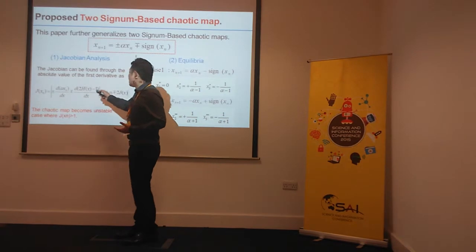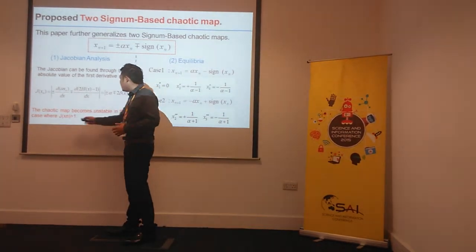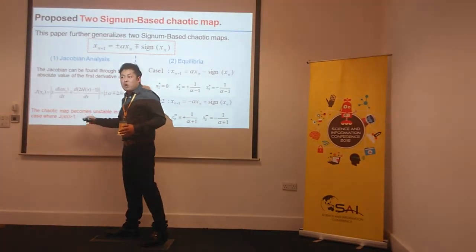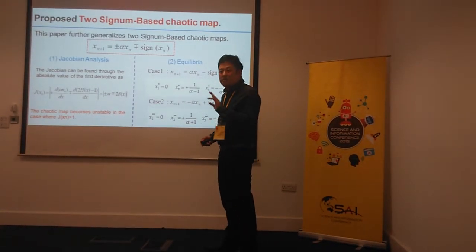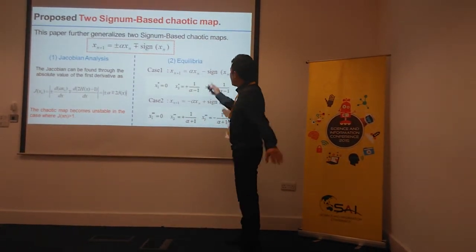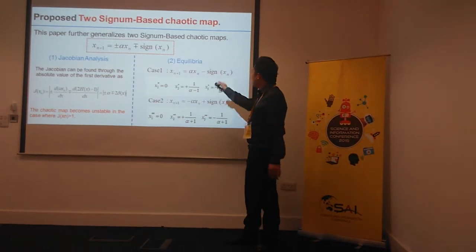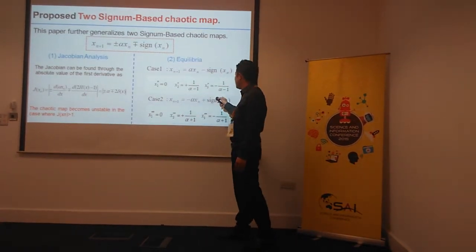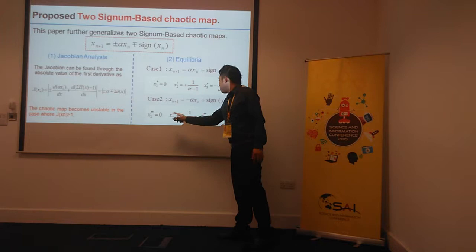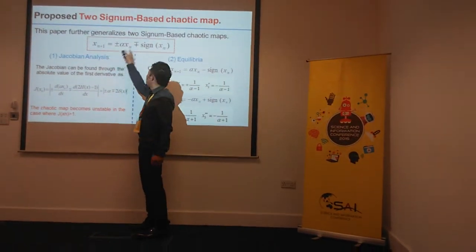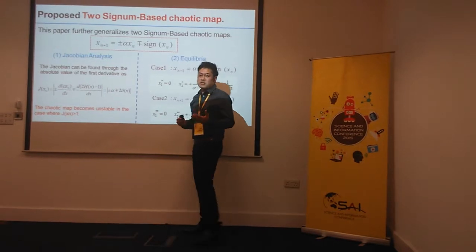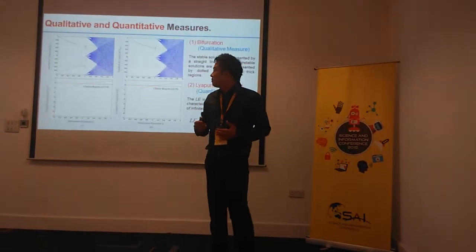So the Jacobian analysis, this is the typical way. If the Jacobian is greater than 1, that means the system is unstable, and it is preferable in this case. And the equilibrium: for case 1, we get 3 equilibrium points, and for case 2, we also get 3 equilibrium points. You could notice one thing: the sign of this term gives different characteristics of the systems.